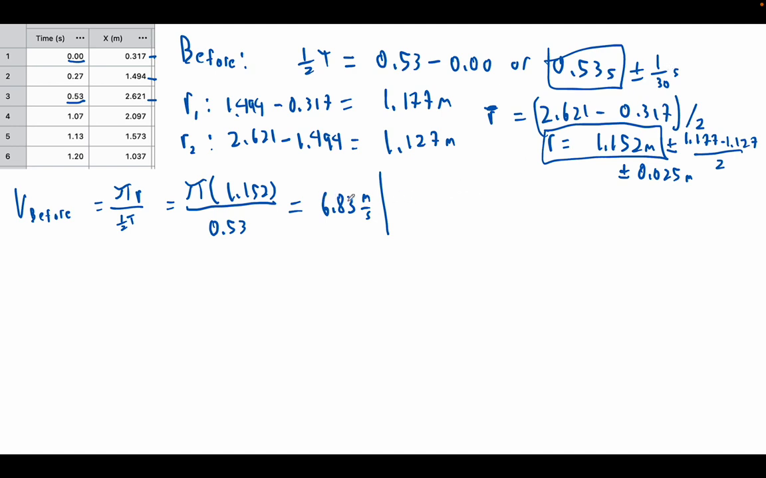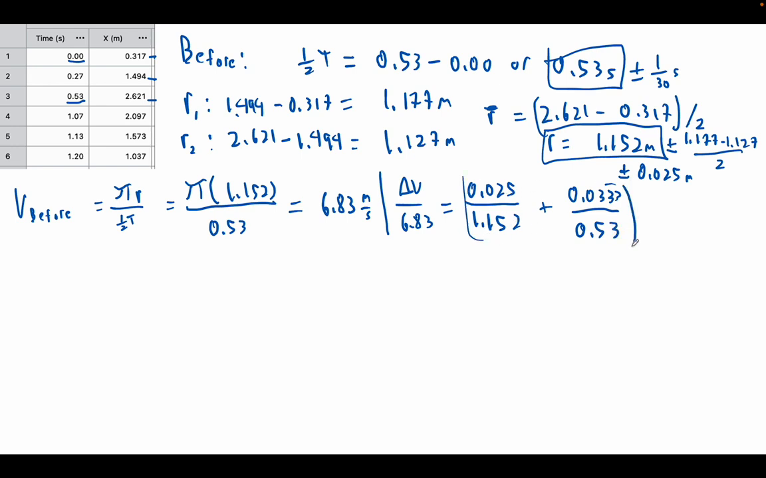So now we're going to figure out the uncertainty of our velocity before. So the uncertainty of that velocity over 6.83 is going to equal the uncertainty of our distance, 0.025 over what we think the distance was, right? Plus 1/30th. A 30th is 0.0333, a lot of threes, divided by 0.53. And so we do the normal thing: we figure out this side, multiply it by 6.83.